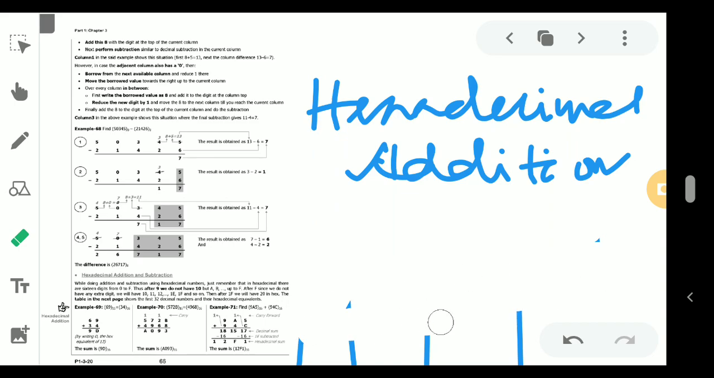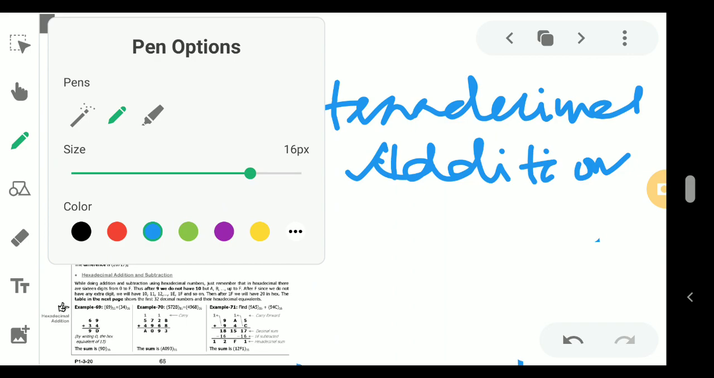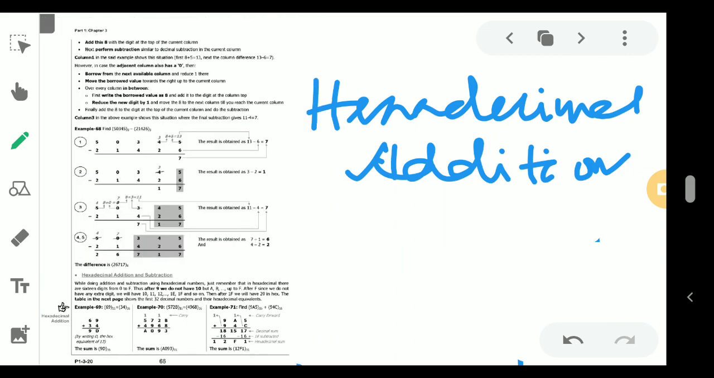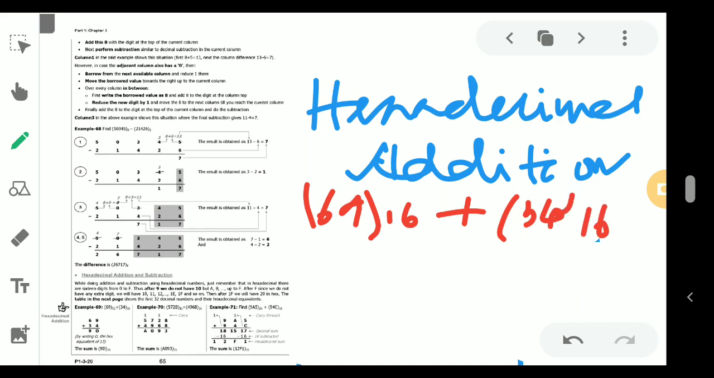I'm using red ink, which will be easier for you to understand. That is 69 base 16 to be added with 34 base 16. So I am writing 69 over here, and 3 and 4.